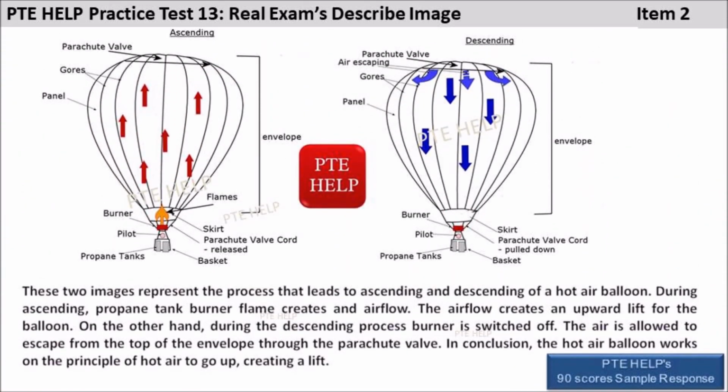These two images represent the process that leads to the ascending and descending of a hot air balloon. During ascending, the propane tank burner flame creates an airflow. The airflow creates an upward lift for the balloon. On the other hand, during the descending process, the burner is switched off. The air is allowed to escape from the top of the envelope through the parachute valve. In conclusion, the hot air balloon works on the principle of hot air going up, creating a lift.